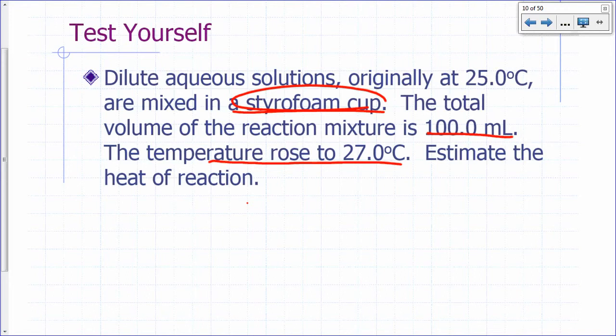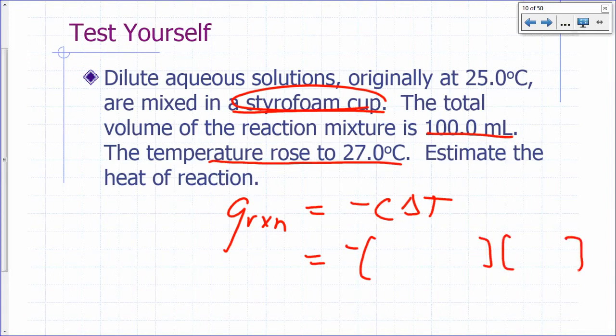What's the formula for measuring heats of reaction? Q reaction equals negative C delta T, right? What's our delta T? That's the easy one. It went from 25 to 27, so our delta T is 2.0 Kelvin or 2.0 degrees Celsius. Okay. What's our heat capacity?